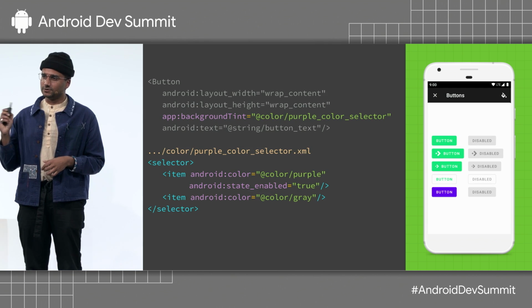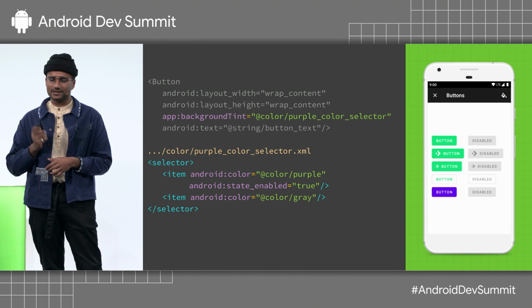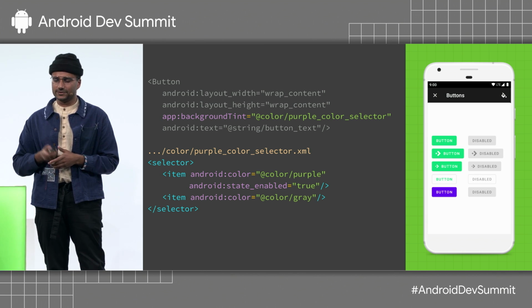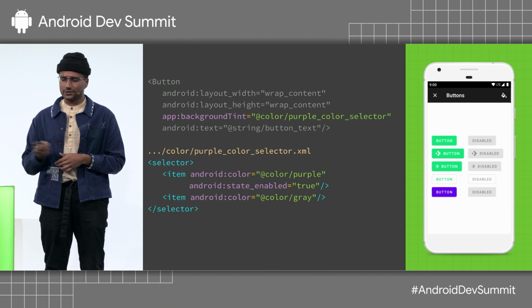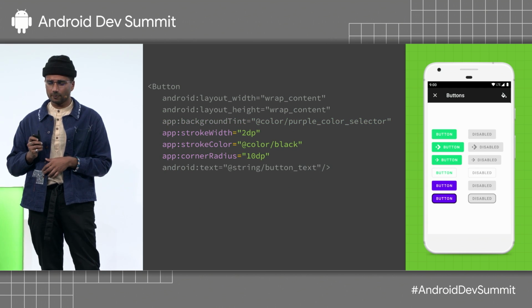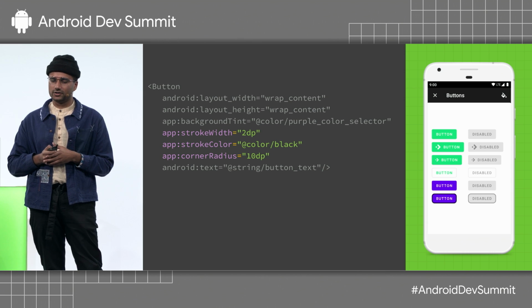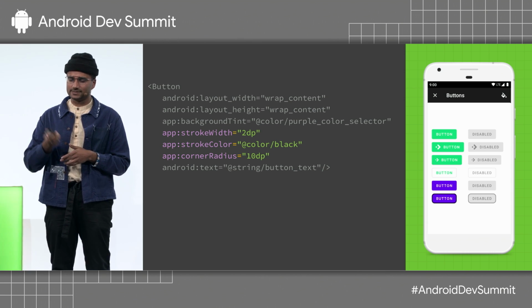You can set the background tint of the button by setting the background tint attribute, and you can provide a color state list here. So in this case, it's purple when the button is enabled and gray when it's disabled. You can set some other attributes, such as stroke width, stroke color, corner radius on this button to get some styling.